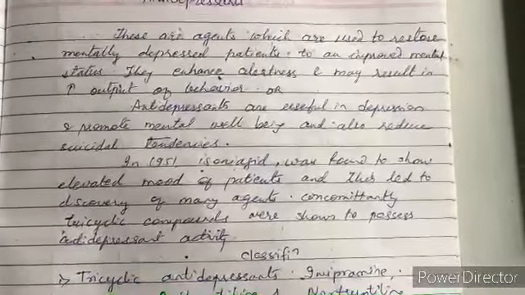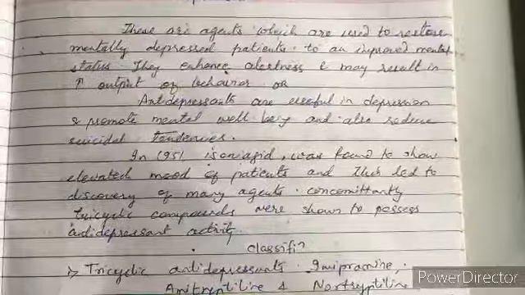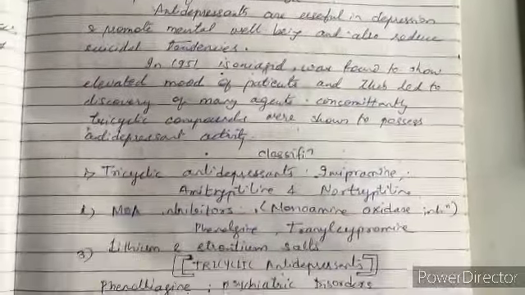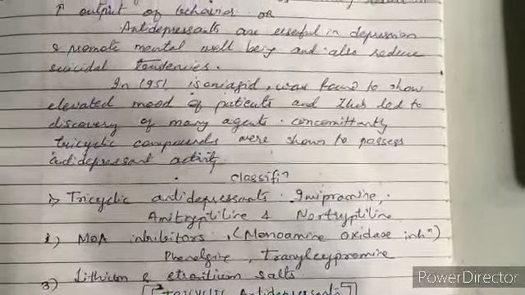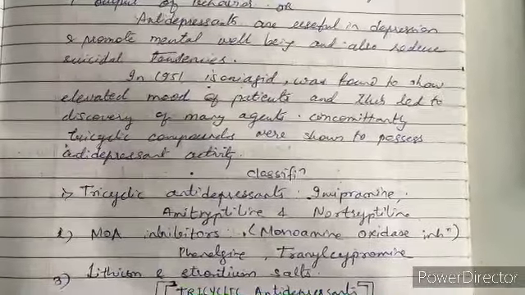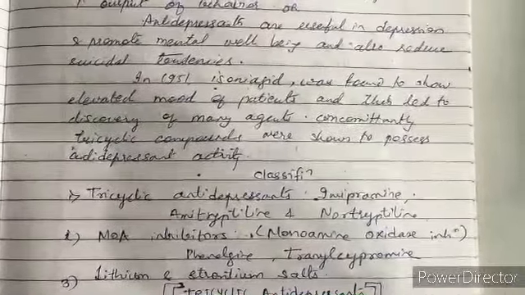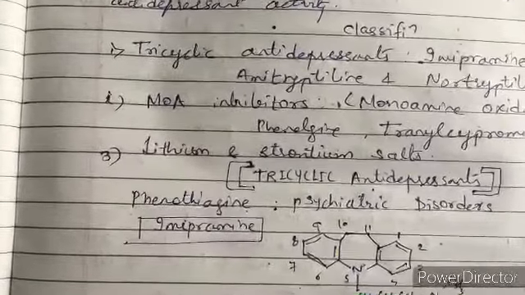In 1951, isoniazid was found to have elevated mood levels of the patients, and that led to the discovery of many new drugs. Concomitantly, tricyclic antidepressants were shown to possess antidepressant activity. If you see the classification of the drugs, there are three classes. One is tricyclic antidepressants: imipramine, amitriptyline, nortriptyline. Then MAO inhibitors, that is monoamine oxidase inhibitors: phenelzine, tranylcypromine. And then lithium and strontium salts. Let us talk about tricyclic antidepressants.